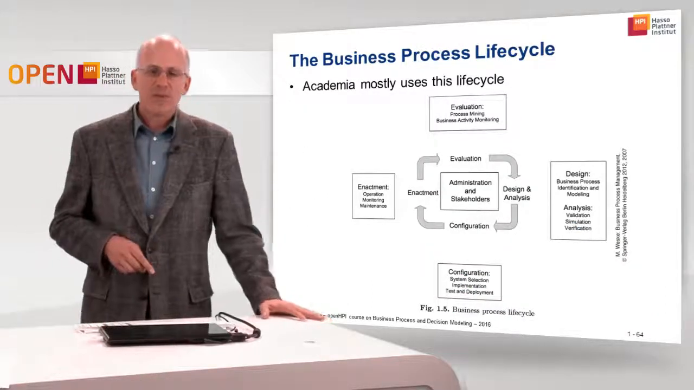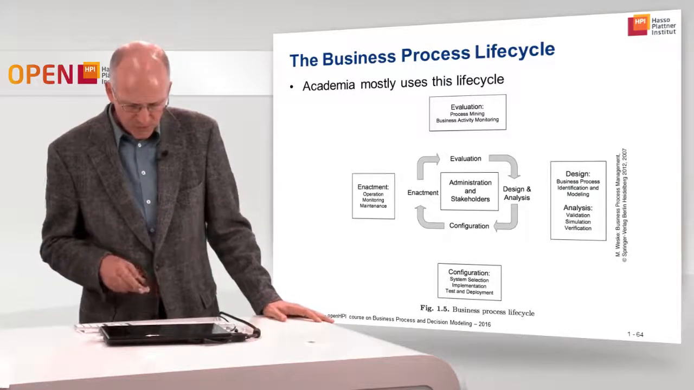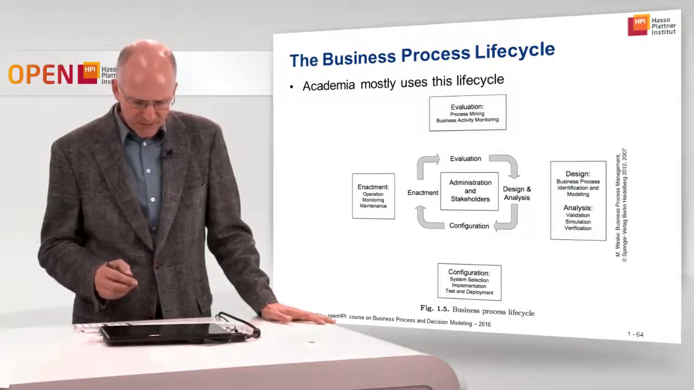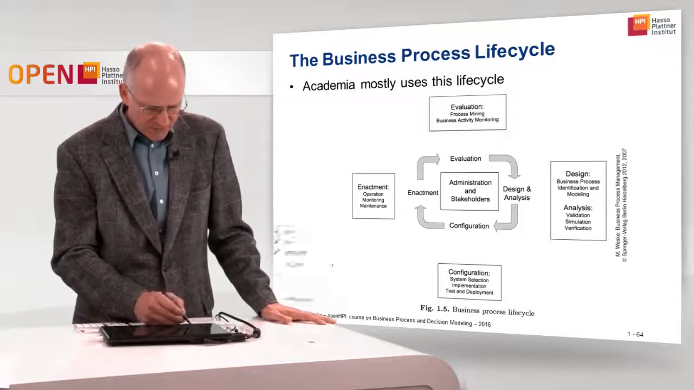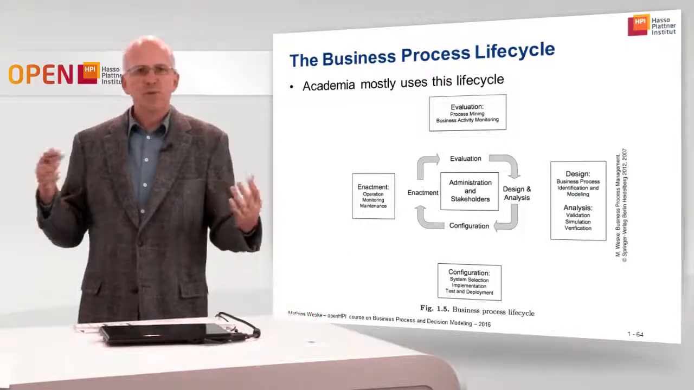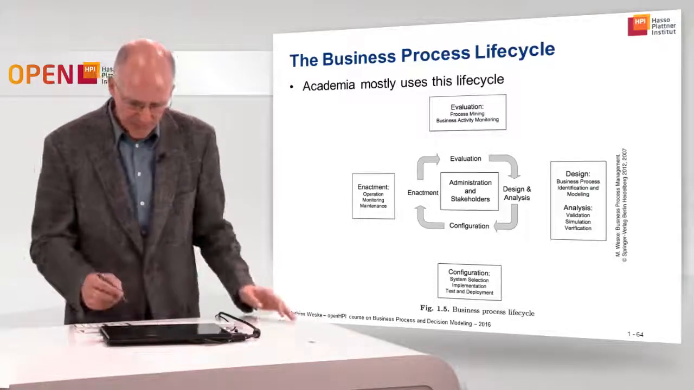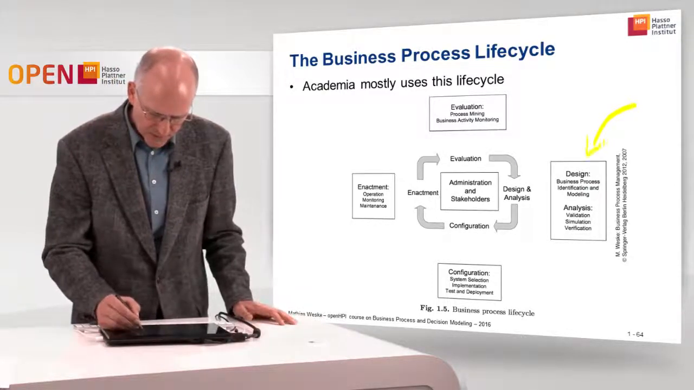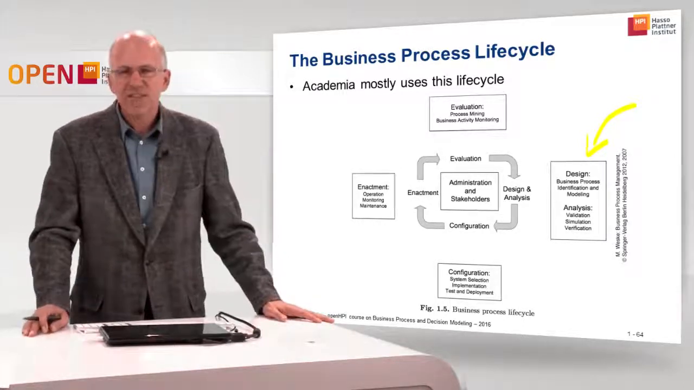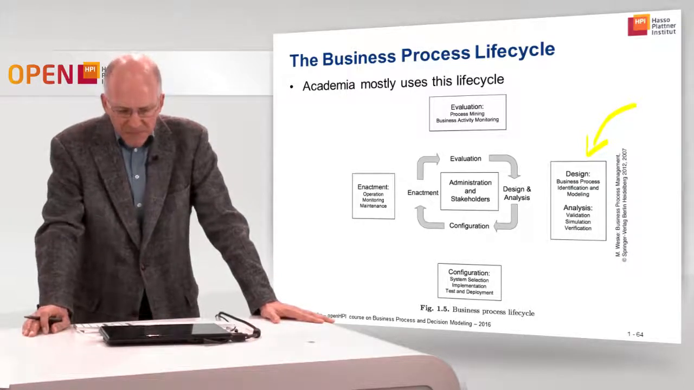In academia, we use mostly the life cycle that is shown here, which is also discussed in the BPM book, and it uses a few different terms. And it is a bit broader than the life cycle we've seen before. So on the right-hand side, when we enter the life cycle here, we do process design and process analysis. So documentation can be seen as a specific kind of design.